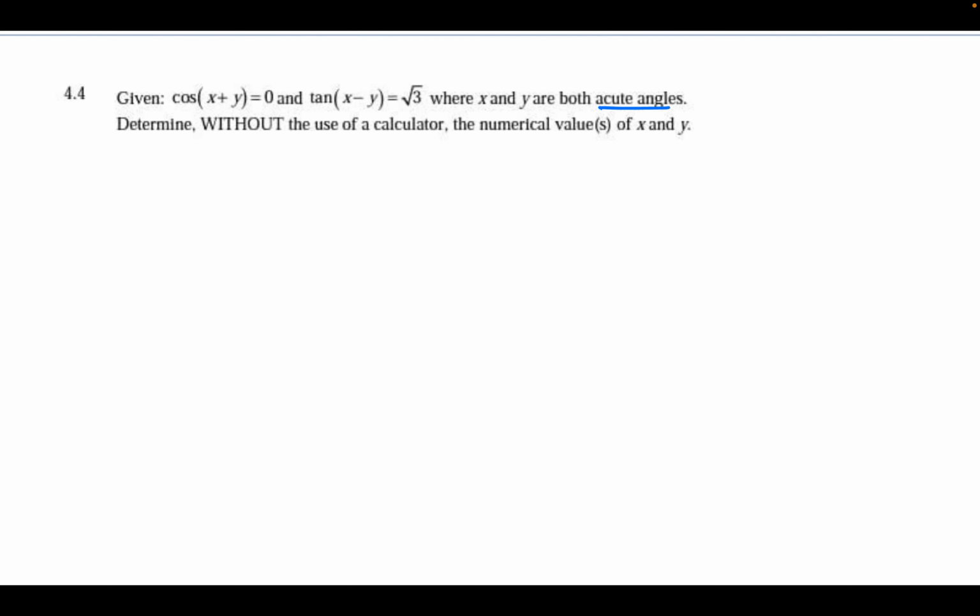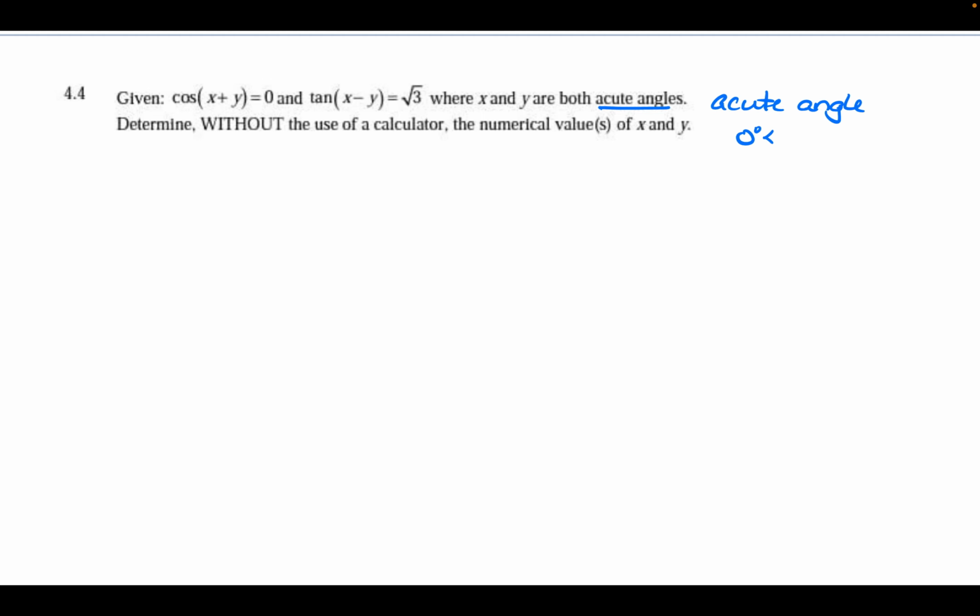Okay, let's look at this problem. Well, we might think we need to use the compound equations for this problem, but actually we don't need to do that. Let's first start talking about what an acute angle is. An acute angle means it's between 0 and 90 degrees.